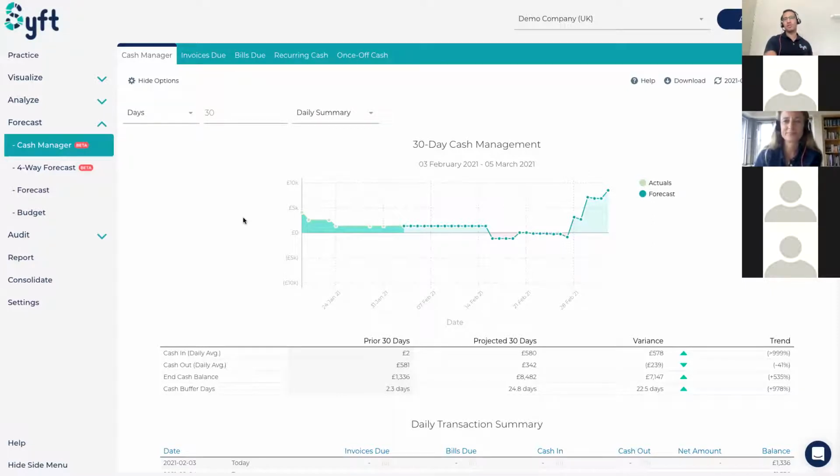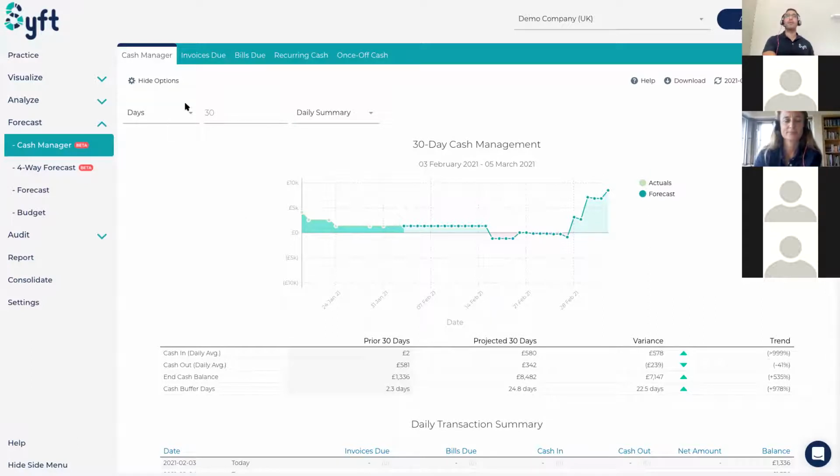Cool. So this is our short-term forecast. Going to go straight into it, guys. It's to help your clients answer that question around, do I have enough money to cover payroll? Who owes me money? What do I have to pay? And will I ultimately have enough money to get through the month?